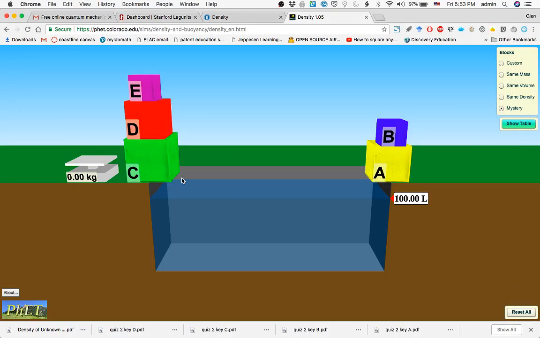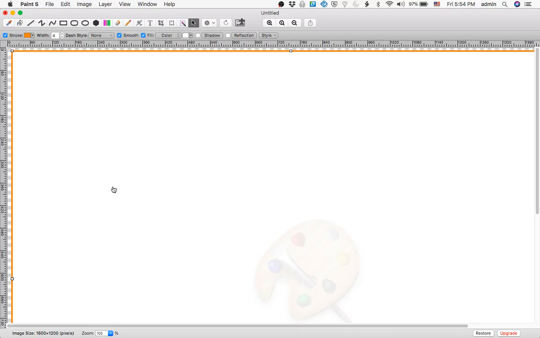Hi, this is about density. I know that you have already done some lab work on density, and I just wanted to reinforce that a little bit. So here I have some blocks, and in order to find the density, I need to know the mass. The mass of this guy is 3.53 kilograms. So I'll just write that down.